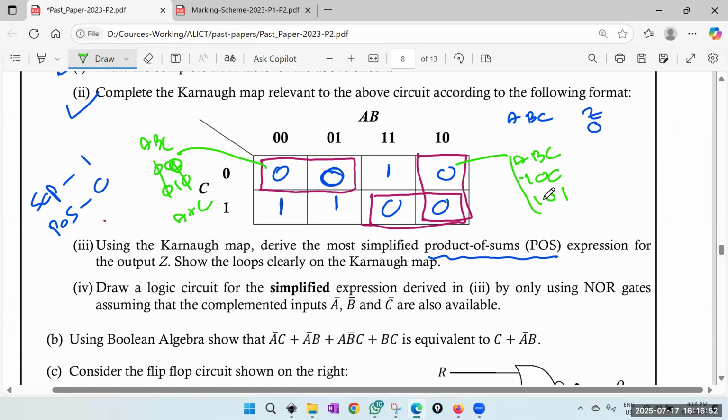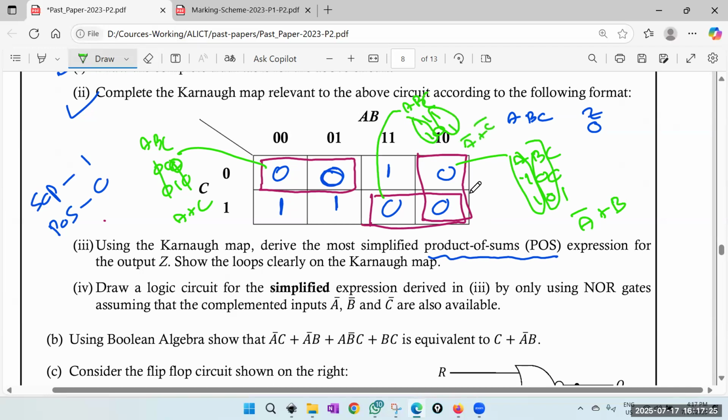And this is not change. But this is 1, so therefore it must be bar. And this is 0, it must be taken as it is. And now we are into the final one. A, B, C, this region. 1, 1, 1. And this one is 1, 0, 1. So these ones are not changed. 1 means bar, A bar plus C bar.